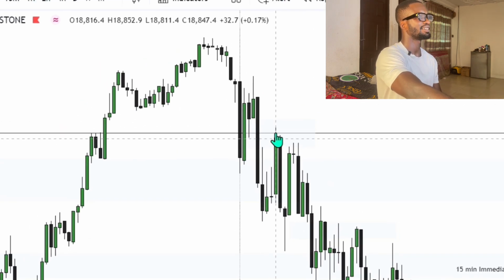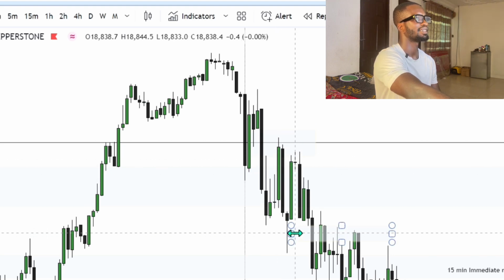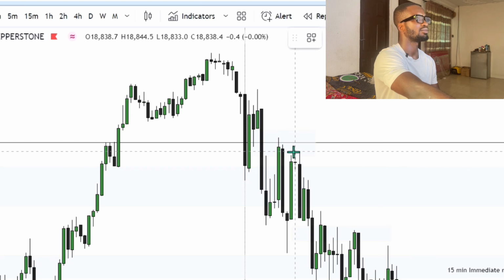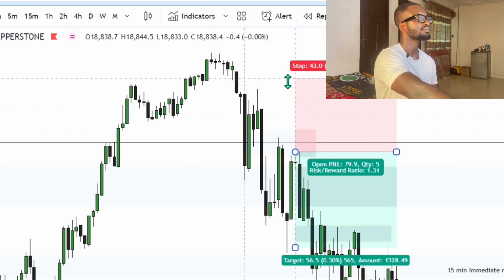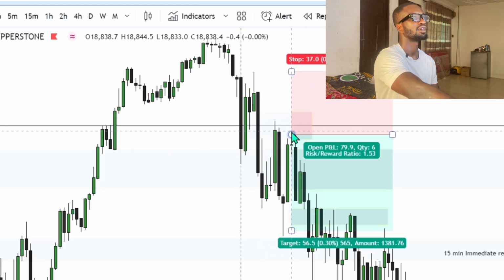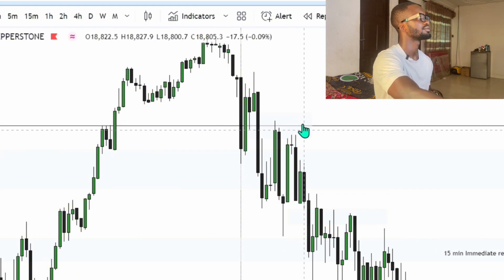I entered from here. It traded lower. You see, it went back to the gap. That is another opportunity to enter. When you enter from this gap, my stop loss was above this high. So when price entered the gap, I sold again.